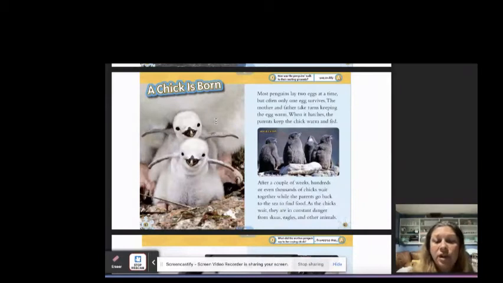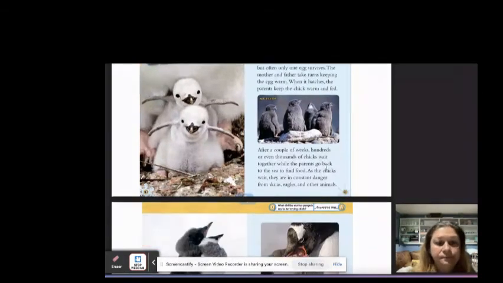All right, so here we can see that the 2 baby chicks are under their mom or dad, because here's the mom and dad's feet, as you can tell, and they are keeping them warm. And here are chicks waiting for their mom and dad to come back with food. Perfect visuals, photographs of what the author is trying to portray.